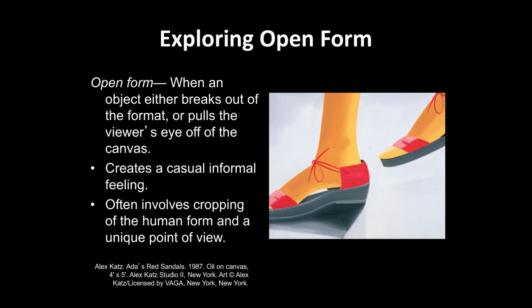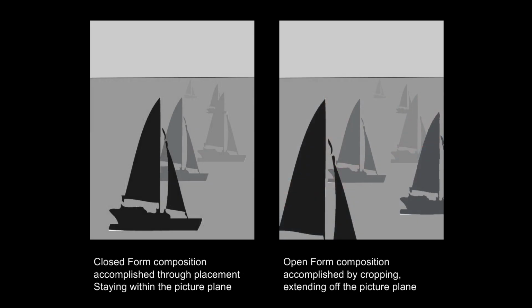We've talked about open form in the last lesson, and this is something that we're going to use. This is a good example of open form composition. It's an object that either breaks out of the format or pulls the viewer's eye off the canvas. It creates a casual, informal feeling and is usually cropped in a unique point of view. So this is certainly cropped. We can tell that they're two shoes, although we don't see the entire shoe on either one, but there's enough information for us to put it together to understand that's a shoe.